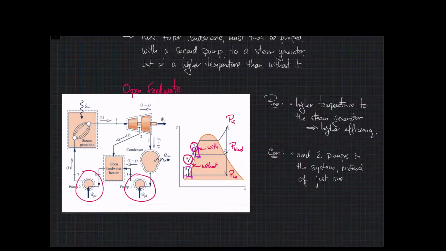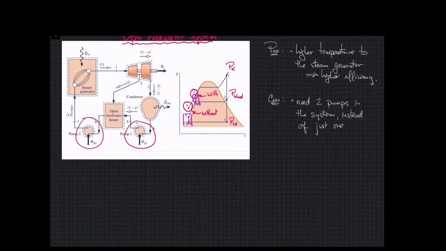Note that we're also losing some power coming out of the low pressure turbine since we don't have the same mass flow rate through it, but that's more than offset by the savings in heat added. The second system that we have is called a closed feed water heat exchanger system.